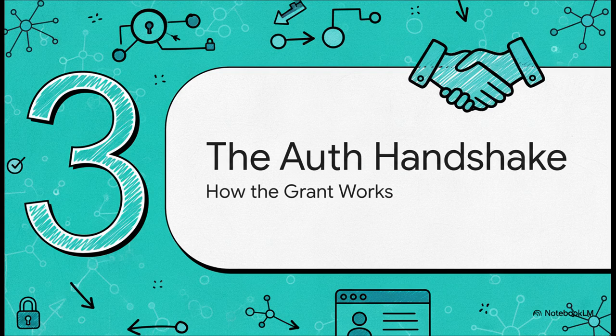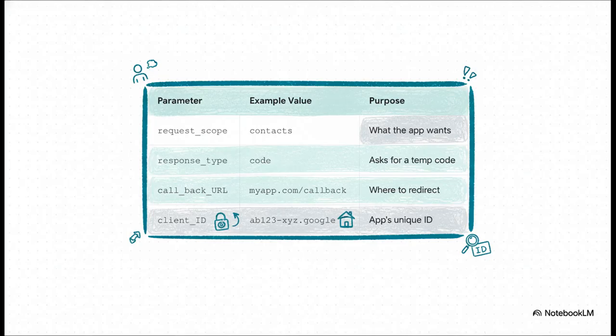So how exactly does this digital valet key get made and handed over? Well, it all happens through this really clever multi-step process that we call the authorization handshake. Let's just walk right through it. It all kicks off with a single request. When you click that Import Contacts button, your browser is sent over to Google with a long URL, and hidden inside that URL are these parameters. The request scope tells Google what the app wants, in our case, contacts. The callback URL tells Google where to send you back when you're done. And the client ID, well, that's just how Google knows which app is asking.